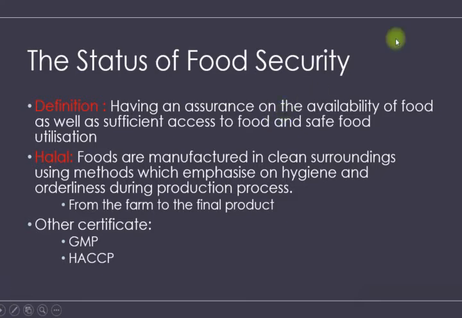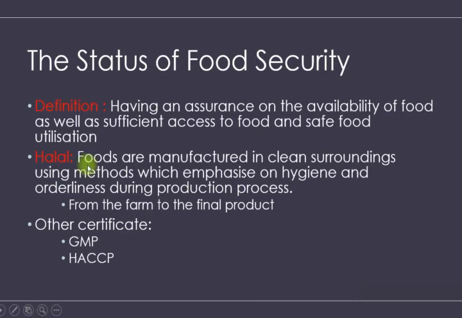Alright, next we go to the status of food security. Status of food security in Malaysia. What do we mean by the status of food security? Having an assurance on the availability of food as well as sufficient access to food and safe food utilization. So having an assurance on the availability, and also sufficient access to the food and also the safe food utilization.